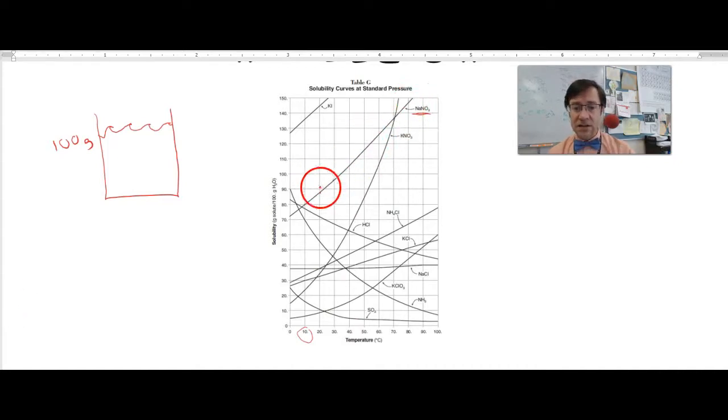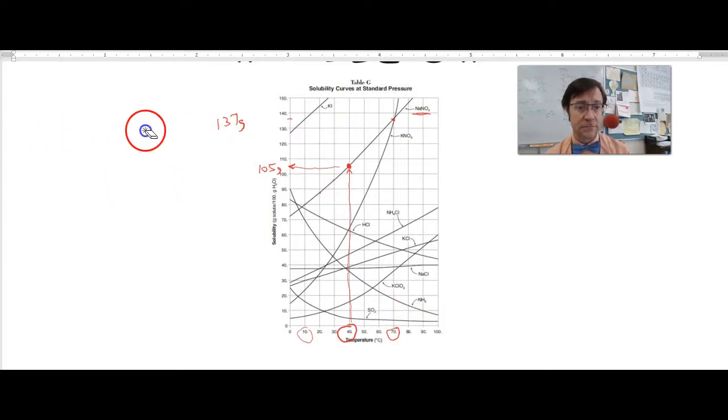So this line tells us the most that you can dissolve at any given temperature. So at 40 degrees, it looks like sodium nitrate can dissolve about 105 grams of sodium nitrate in 100 grams of water. Not bad. At 70 degrees, you can dissolve, let's do, I don't know, 130. You can dissolve 137 grams of sodium nitrate at 70 degrees. That's kind of ridiculous.